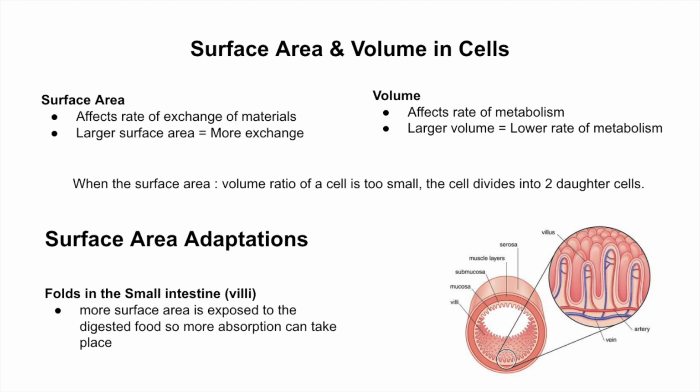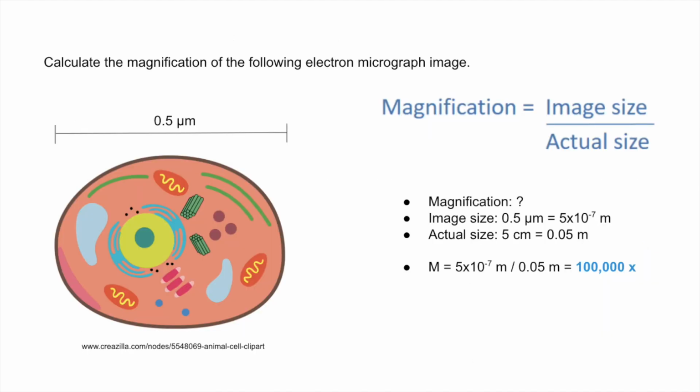There's one last thing the IB wants us to know for this topic: calculating the magnification of a cell. To do this, we use the formula magnification equals image size with the ruler divided by the actual size according to the scale bar. Let's do an example. We are asked to calculate the magnification of the following electron micrograph image. It's given that the actual size of the image is 0.5 micrometers. Let's say we used a ruler and found that the line measures 5 cm on paper.